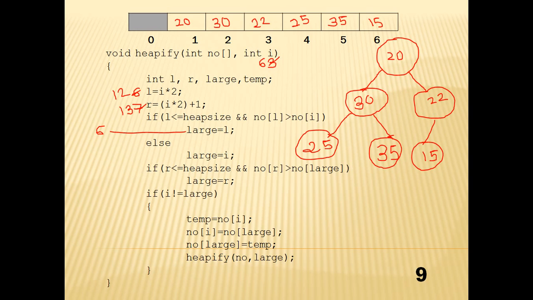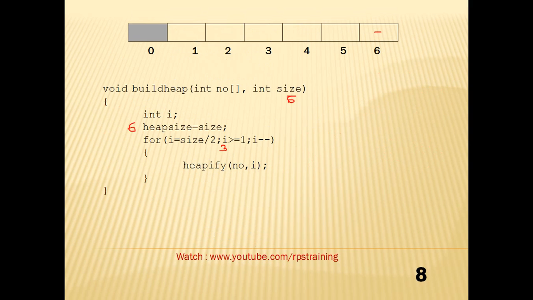So we are going back to where we had called heapify the first time. We called heapify from here and i was 3, and now i will be decreased by 1. I will be 2.